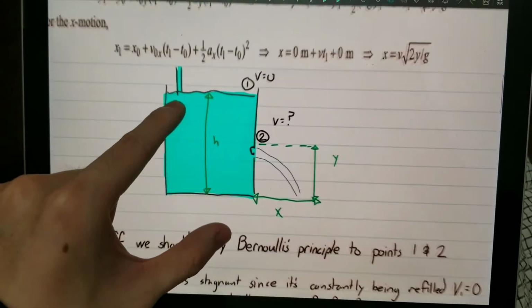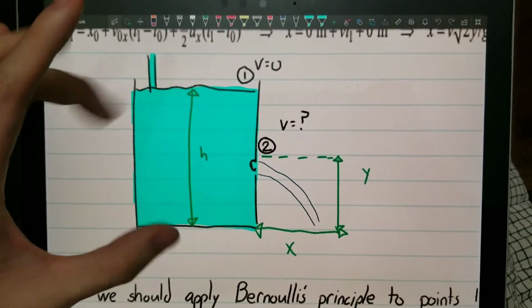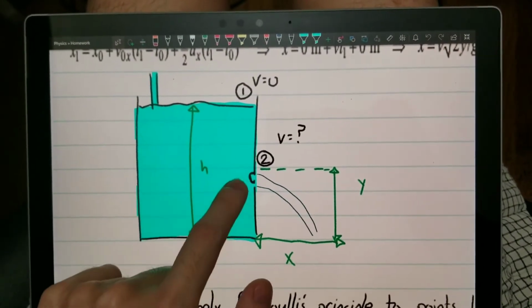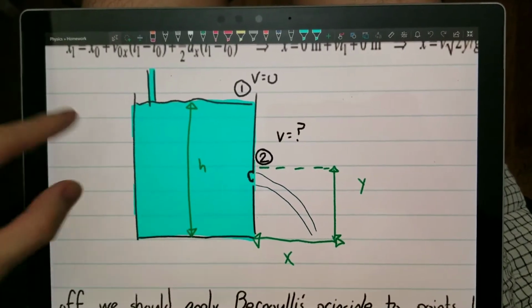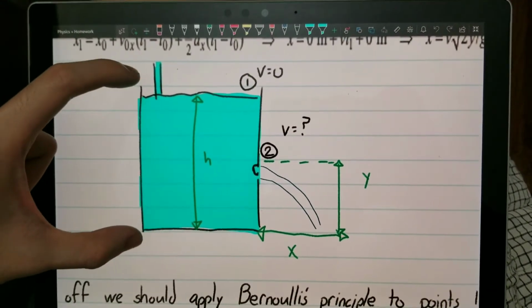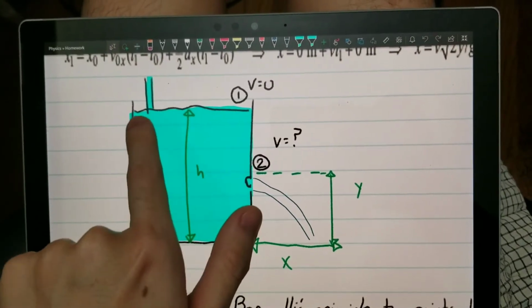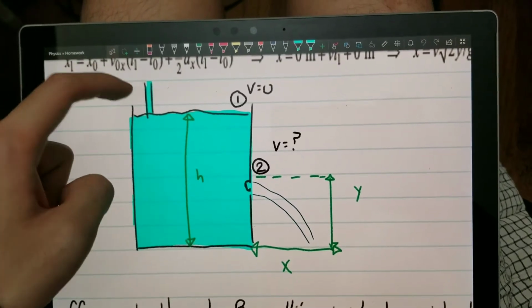And judging by the description of the problem, this is what I imagine the diagram looks like. A container that has a hole at some height y that shoots out water that goes up to a range x, with the actual container's height being h, and the top is staying stagnant, or the water level is not changing because it's constantly being refilled by an unknown source.